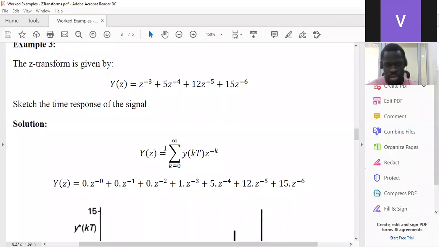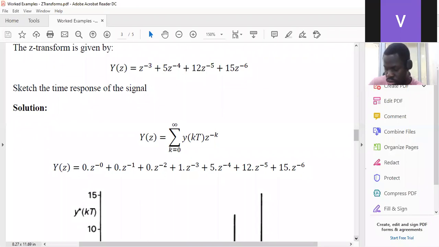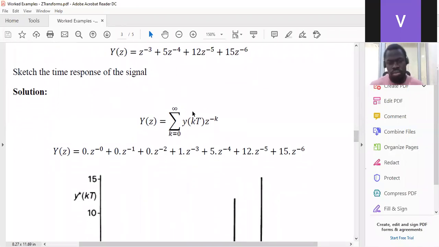The reason why I did that is because I should have put X of Z, but the question was Y of Z, so I have to put Y of Z here. And since the Z transform is Y of Z, the time domain form is going to be Y of K. So that's why it's like that. So this is the definition of the Z transform.